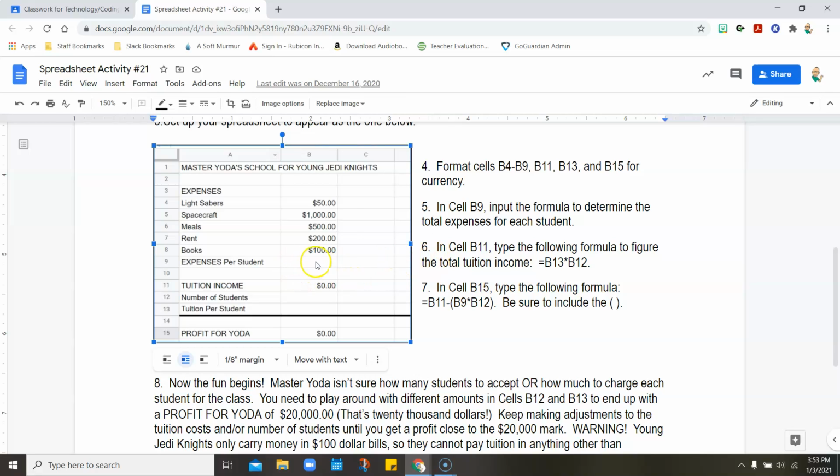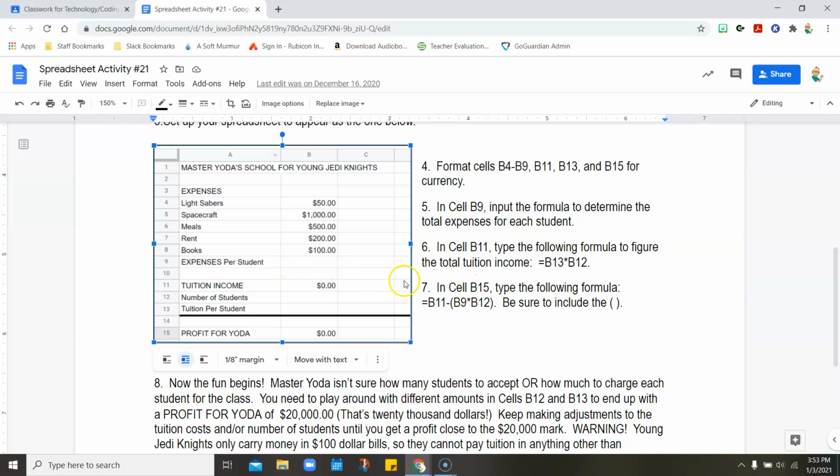Down here are the expenses for the student. This is for you to figure out. If a student had to buy all of these things here, how much money is it going to cost? What formula would you use? Okay, I'm not telling you. You need to figure that out. You need to format cells B4 through B9, that's these ones right here, for currency, which is where the dollar sign pops up. In cell B9, you need to input the formula to determine the total expenses for each student. That's a review, so I'm not going to tell you what goes in there.